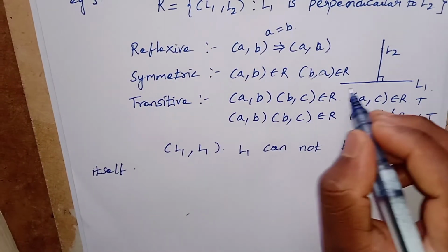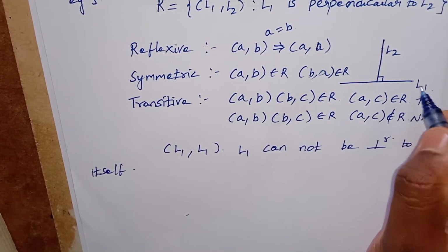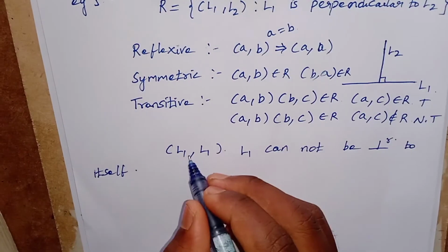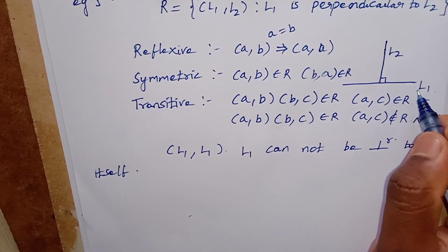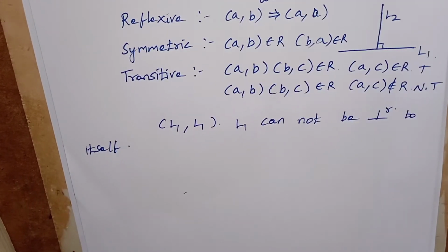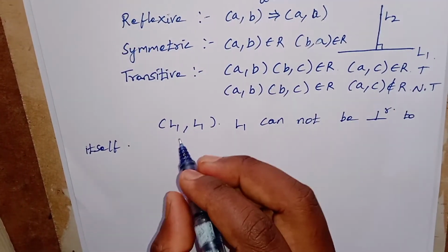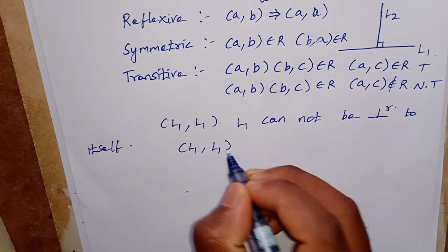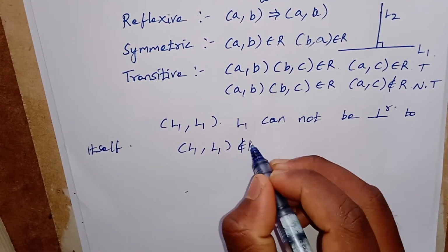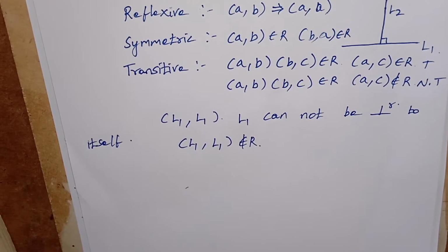L1 is a line. Here (L1, L1): you have to take L1 perpendicular to L1, but L1 is not perpendicular to itself. I hope you understood. Therefore (L1, L1) does not belong to R.